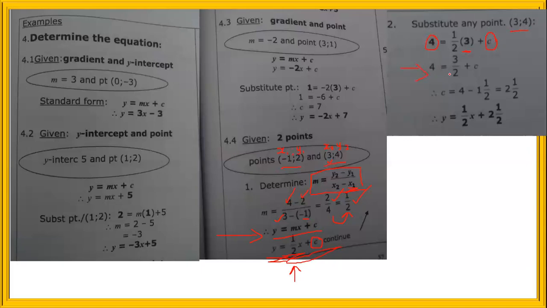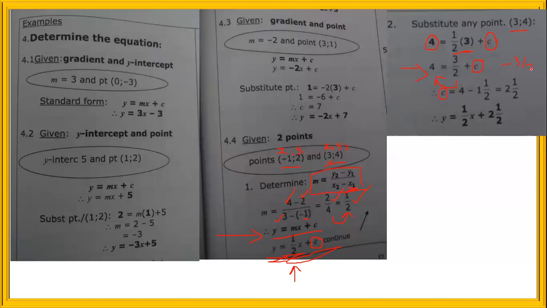You get 4 is equal to, if you multiply this 2 here, half times 3, you get 3 over 2 plus c. Now, how do we calculate the value of c? You make c the subject of the formula by just rearranging your equation. And how do you do that? You move 3 over 2 to the other side of the equation, and it becomes minus 3 over 2.